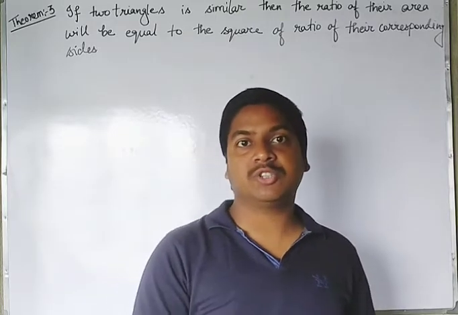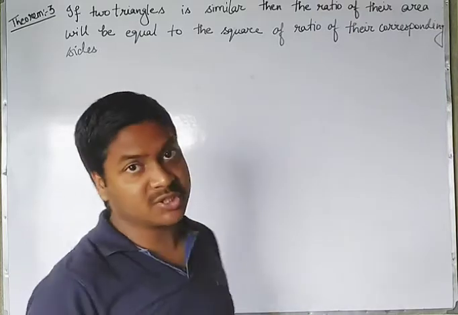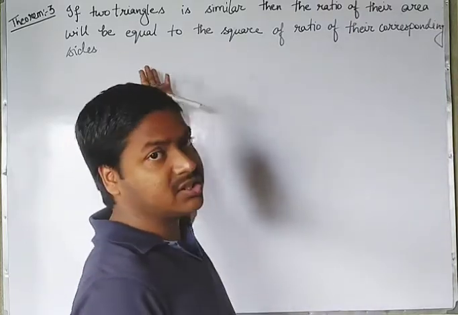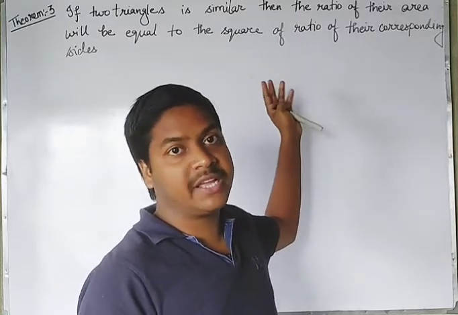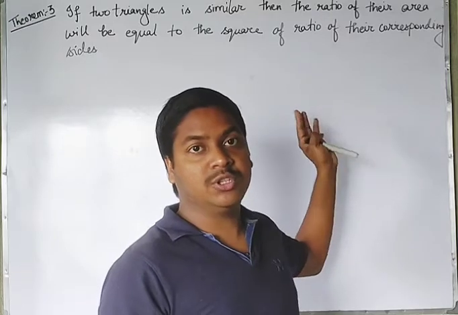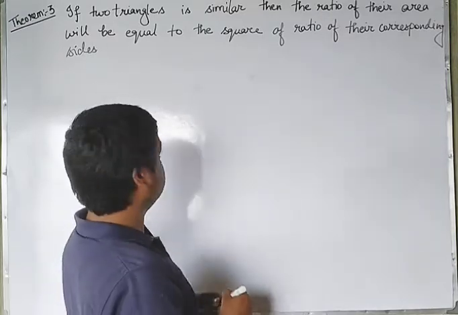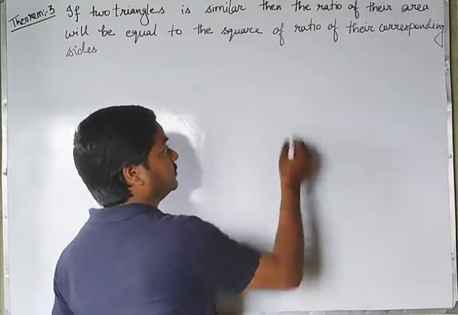This theorem is based on similar triangles: if two triangles are similar to each other, then the ratio of their areas will be equal to the square of the ratio of their corresponding sides. In order to prove this one, at first we will draw two triangles.